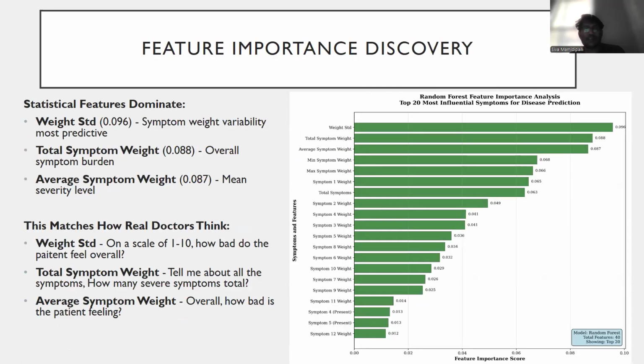Here is the feature importance, where we can see the weights. It's something like the AI thinks like a real doctor, understanding how the patient feels overall. It also tells about all the symptoms and how bad the patient is feeling overall. That chart clearly tells about all the values which are giving good results in the random forest.